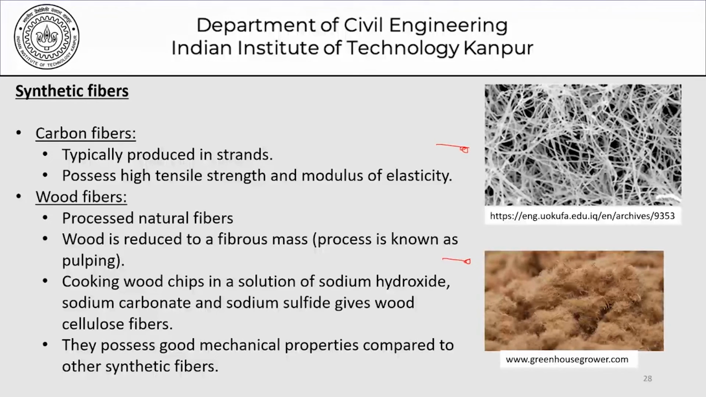Wood fibers are natural fibers. Wood is reduced to a fibrous mass through a process called pulping. Cooking wood chips in a solution of sodium hydroxide, sodium carbonate, and sodium sulfide gives wood cellulose fibers, and they possess good mechanical properties compared to other fibers.